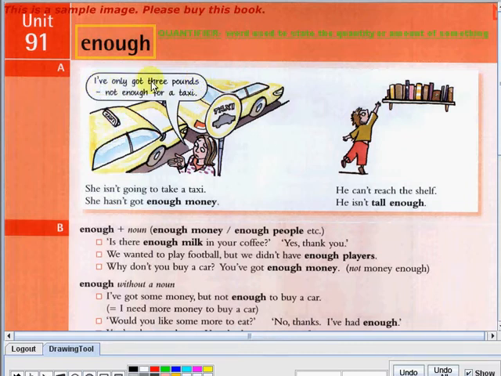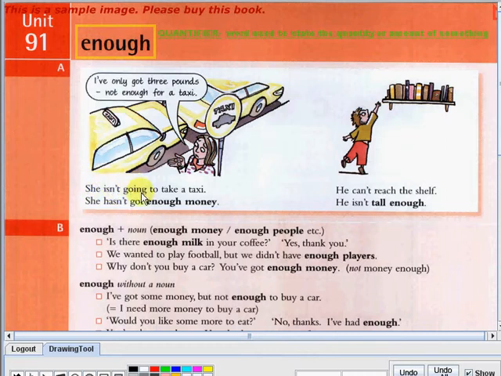I've only got £3. Not enough for a taxi. So here enough is stating the quantity of the money. So it means not enough. So £3 is not enough to ride a taxi. Did you get that? Now let's move on to another sentence here.